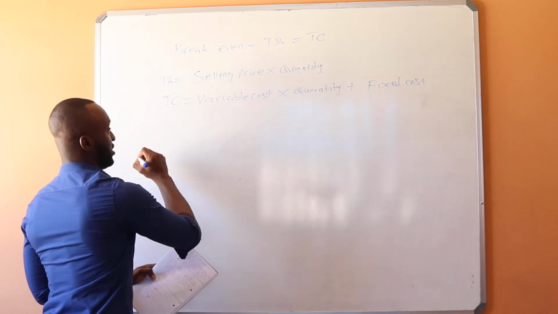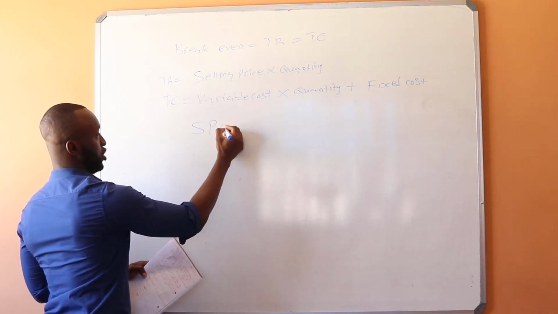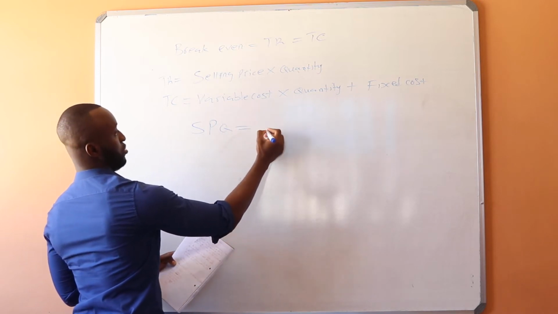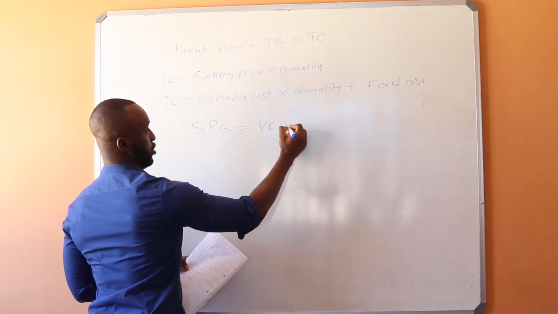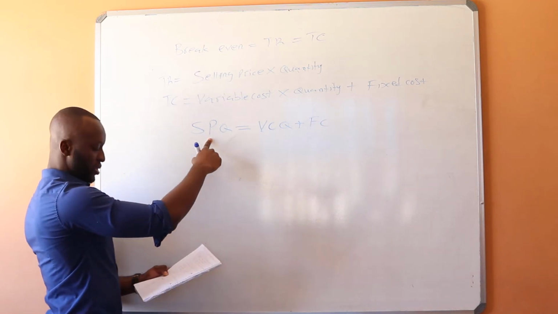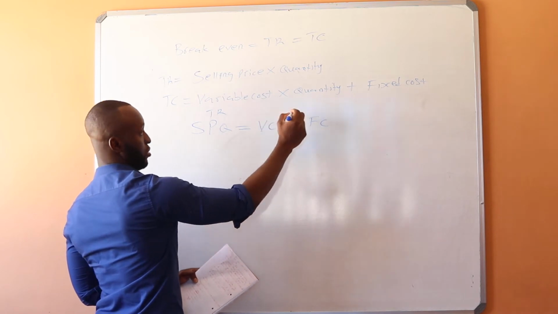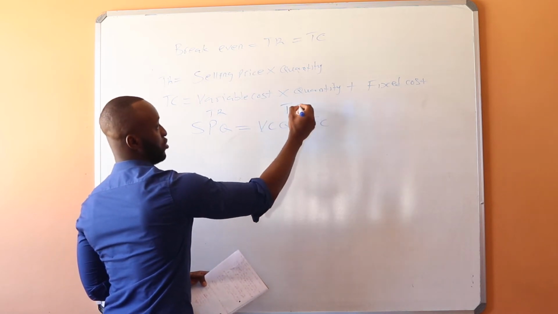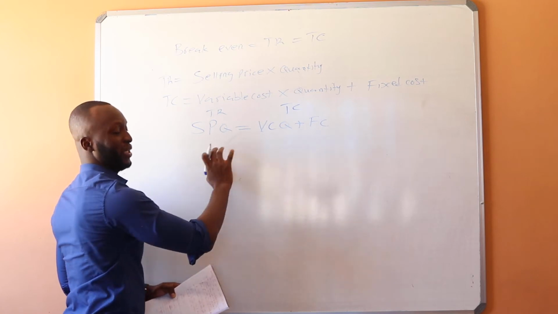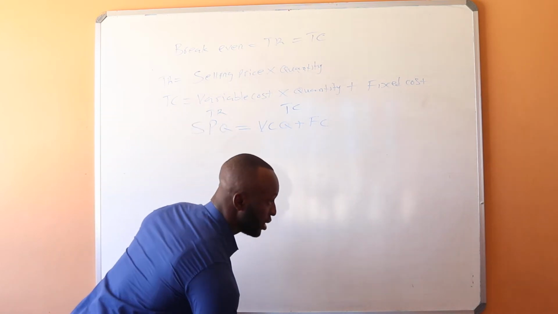Okay, so we can simplify this as SP Q is equal to VC Q plus FC. SP Q stands for the total revenue, VC Q plus FC is the total cost. So whenever these equate, you're going to have a break-even point. Now let's look at our question.